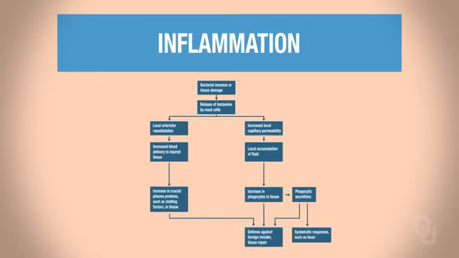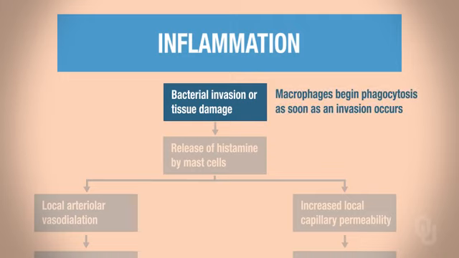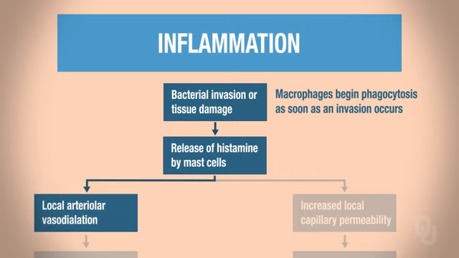So let's take a look at this flow chart. The leukocyte that automatically will start phagocytosing as soon as invaders enter into that wound are your macrophages. So those macrophages are there and they immediately start attacking foreign invaders that enter the wound. The bacterial invasion itself and the tissue damage as well can cause the mast cells to release histamine. Histamine, then, we know, causes vasodilation.